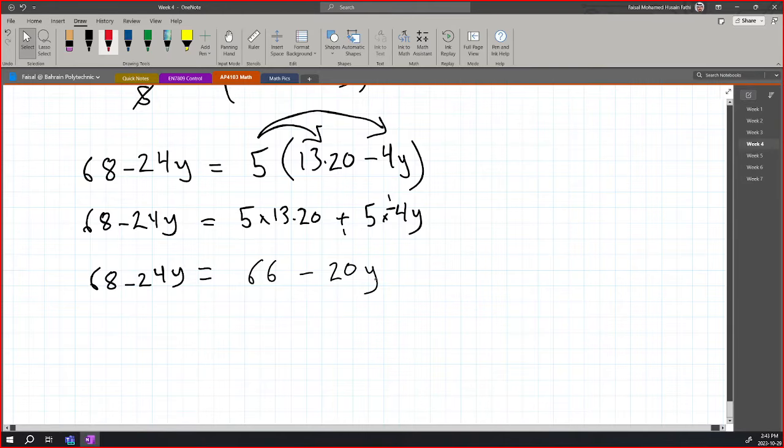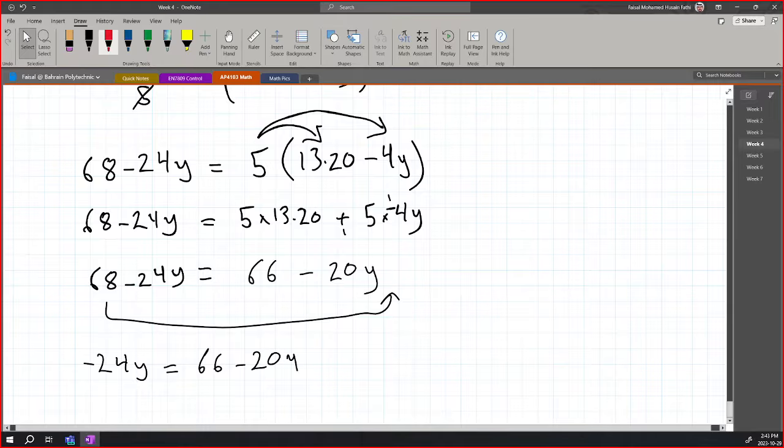Very easy to solve. Take the y's, put them on one side. We'll take the constants to the other side. First, let's take the 68 here. It equals minus 24y equals 66 minus 20y minus 68, because here plus becomes minus.